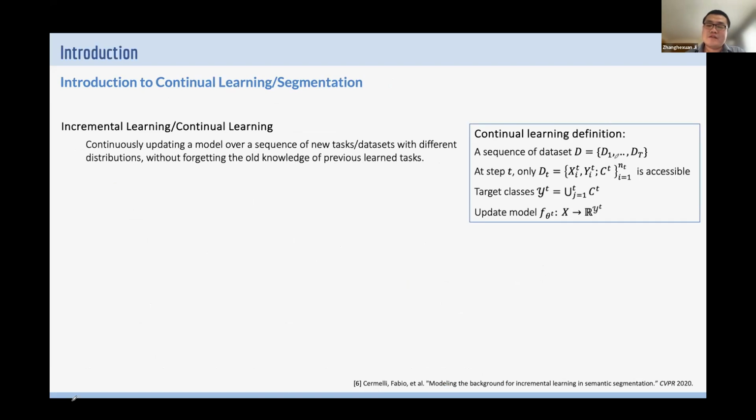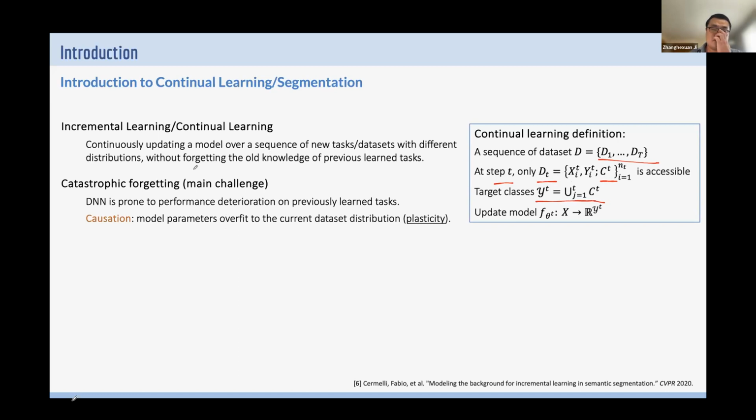If you have a sequence of data sets, for example D1 all the way to DT, then at each different task, different step, you only have access to the current data set, called DT. And you have a subset of organs or classes compared to the entire union of the classes, right? So after the entire continual learning training, at the end, you will have a model which can segment all the target classes.